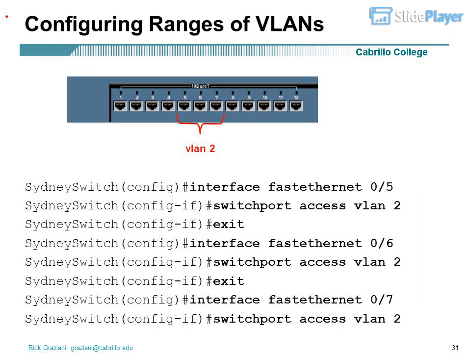Configuring ranges of VLANs. VLAN 2. Sydney(config)# interface fastethernet 0/5. Sydney(config-if)# switchport access vlan 2. Sydney(config-if)# exit. Sydney(config)# interface fastethernet 0/6. Sydney(config)# interface fastethernet 0/7.